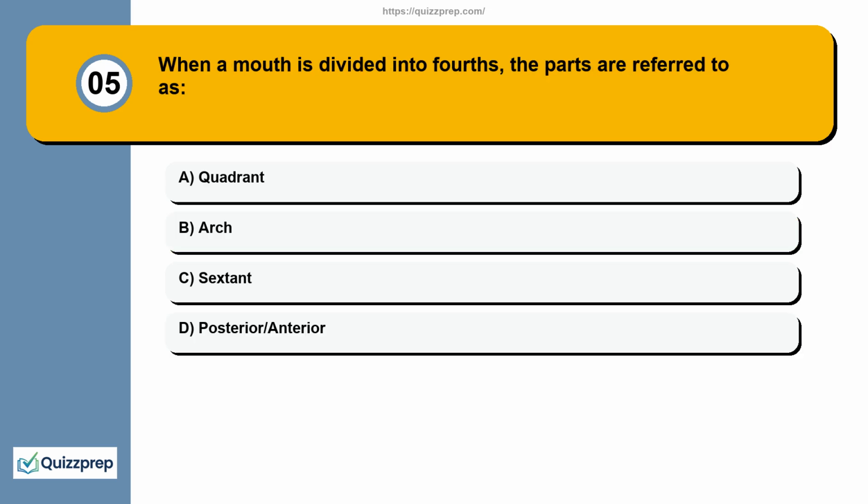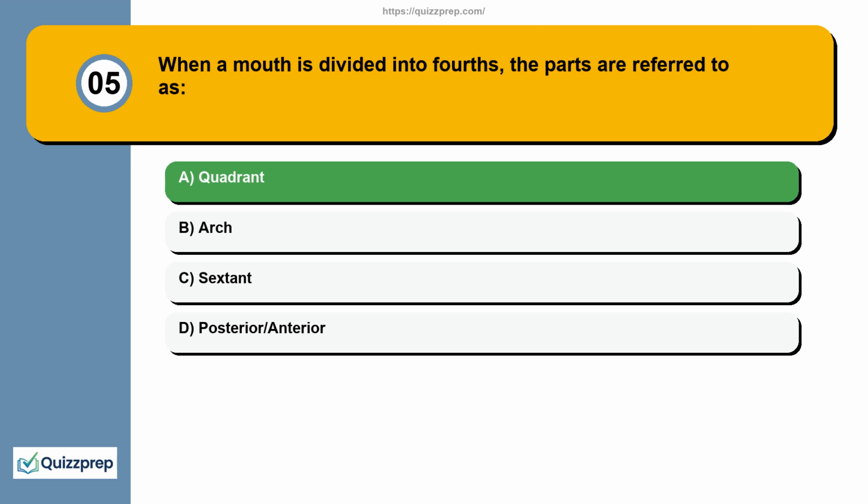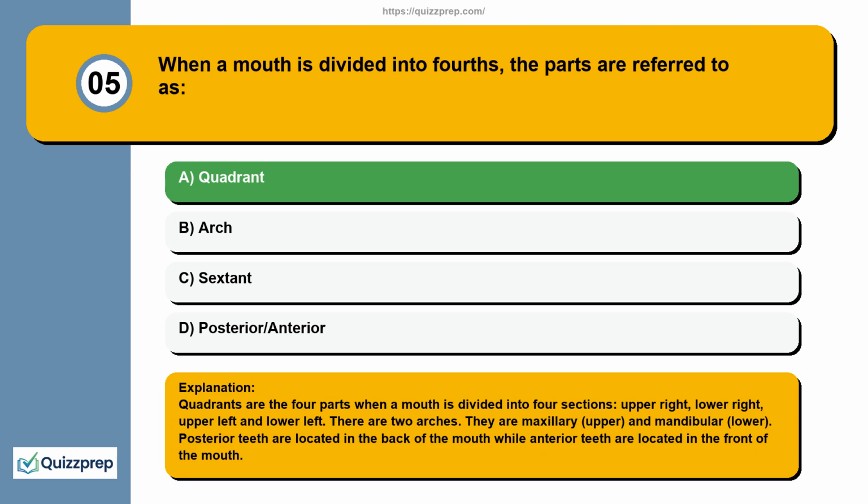Question 5. When a mouth is divided into fourths, the parts are referred to as quadrant, arch, sextant, posterior/anterior. Quadrants are the 4 parts when a mouth is divided into 4 sections: upper right, upper left, lower right and lower left. There are 2 arches. They are maxillary, upper, and mandibular, lower. Posterior teeth are located in the back of the mouth while anterior teeth are located in the front of the mouth.